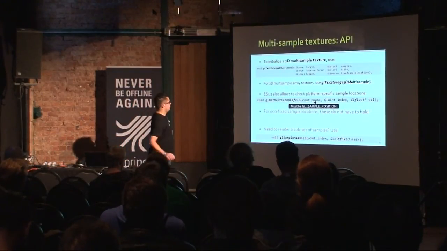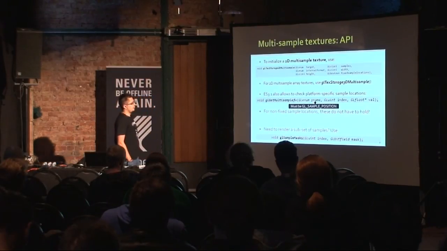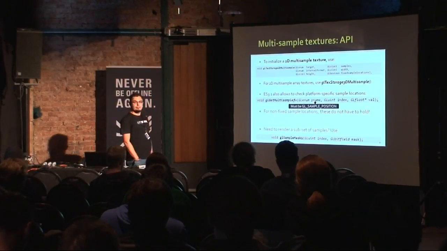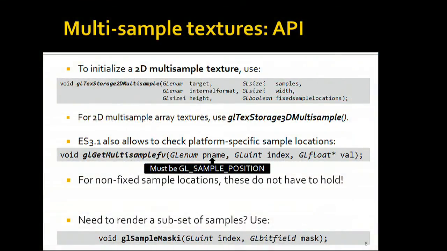So let's spend a couple of minutes looking at the API that is introduced for the feature. If you want to initialize a 2D multi-sample texture, you use the glTexStorage2DMultisample function. The first argument is the target, so you can use two values for this. This can be either GL_TEXTURE_2D_MULTISAMPLE or GL_TEXTURE_2D_MULTISAMPLE_ARRAY. Then you have the samples argument. This is the amount of samples that you want to use for the texture. Then you have the internal format, width, height. And the only thing that is interesting here is the fixed sample locations. You set that to true if you want all the samples to be distributed uniformly for all the texels.